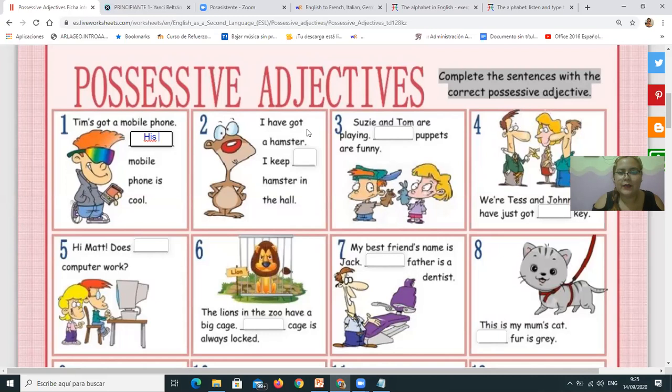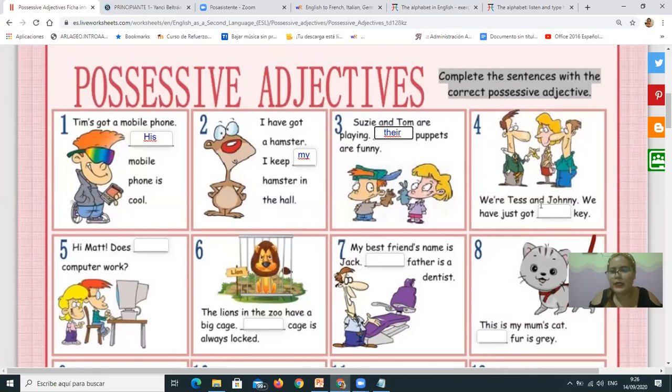Number two. I have got a hamster. I keep my hamster in the hole. My, exactly, because I am using the subject I. Number three, Susie and Tom are playing. Their puppets are funny. Susie and Tom, their. Number four, we're Tess and Johnny. We have just got our key. We're talking about my husband and I. We are Tess and Johnny. Ours. Okay, very good. Our key.